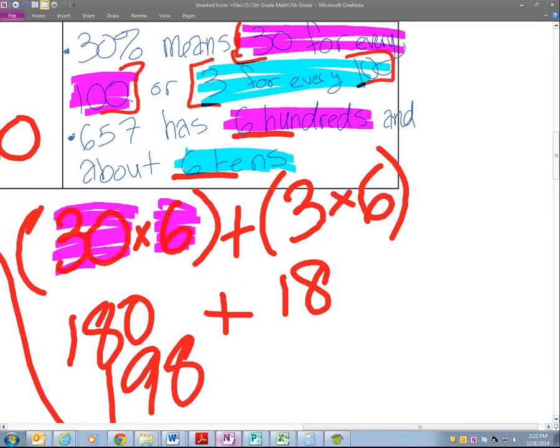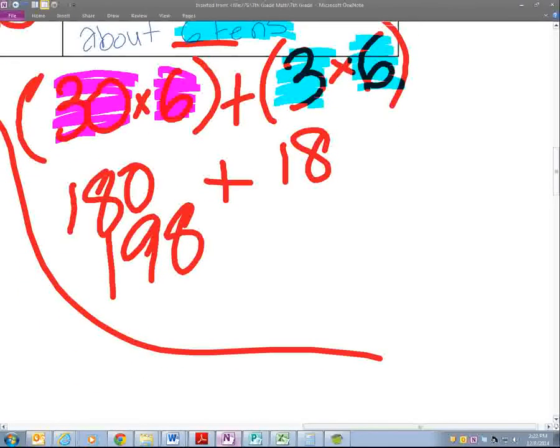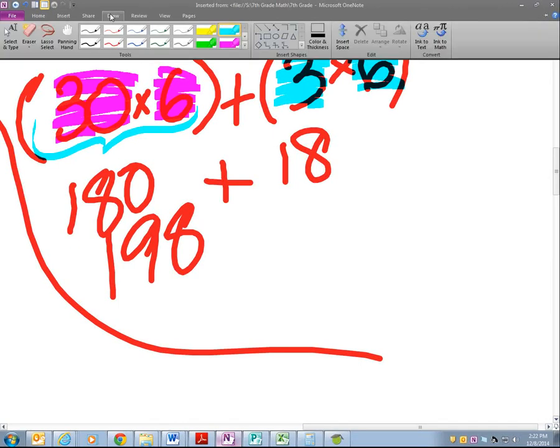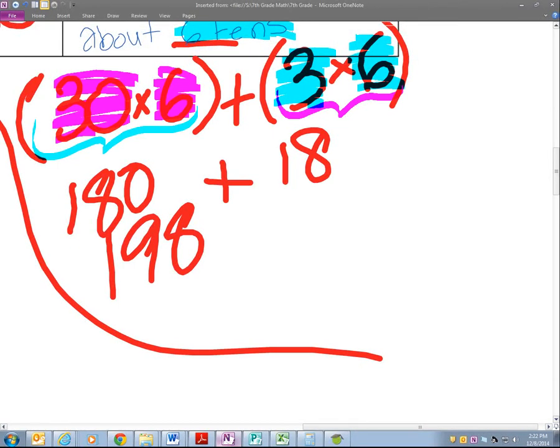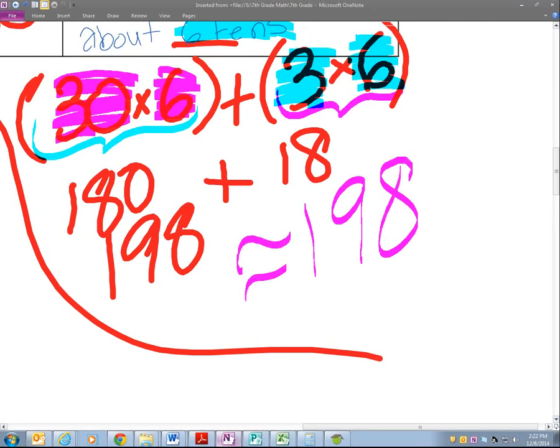We have 6 hundreds. Then there are also 6 tens. There are 6 of the tens, and it says up here, that's also green, 3 for every 10. There's 6 tens, so we go 3 times 6. Just let that cook. Go back and watch it in the video. So we have 30 times 6. We have 3 times 6. It is 180 plus 18, and the answer is about 198.